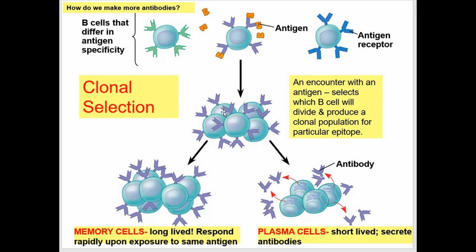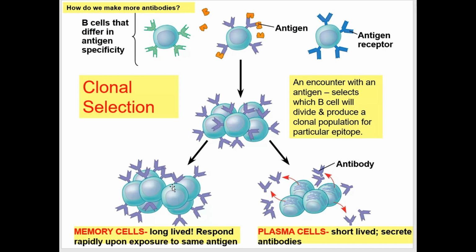So clonal selection means those B cells are dividing, and the reason these are dividing is because these antigens are in the vicinity. If you were to make a population of B cells of this other type, you would wonder, okay, what for? What are you going to fight? That would be a waste of energy. So an encounter with an antigen selects which B cell will divide and produce a clonal population for a particular epitope.